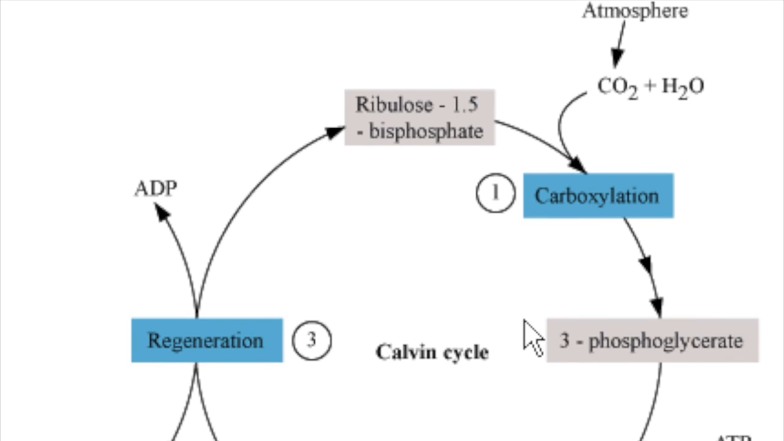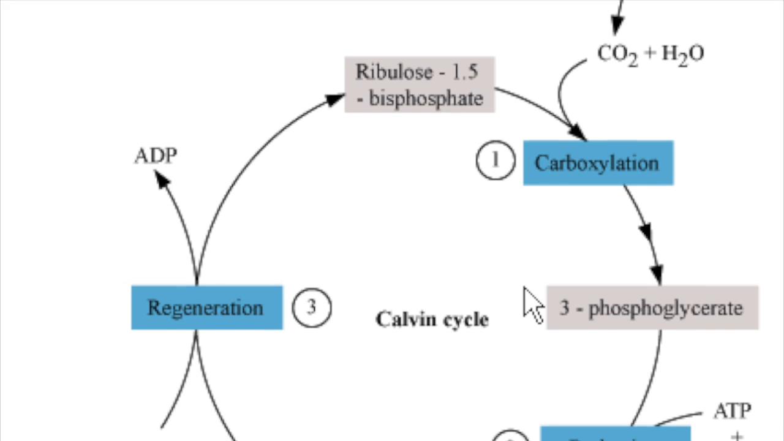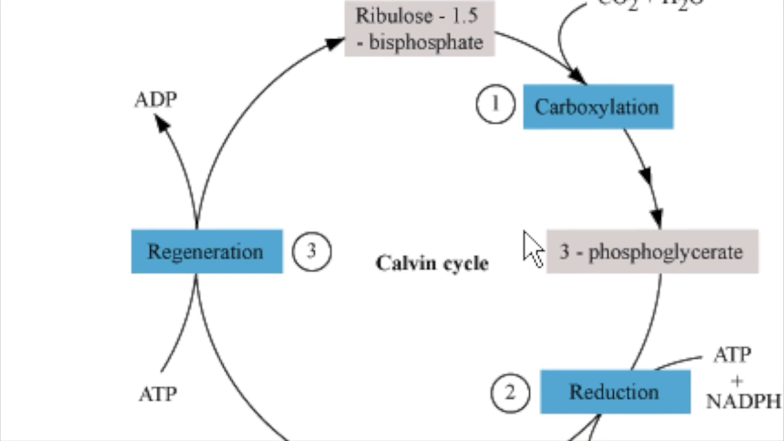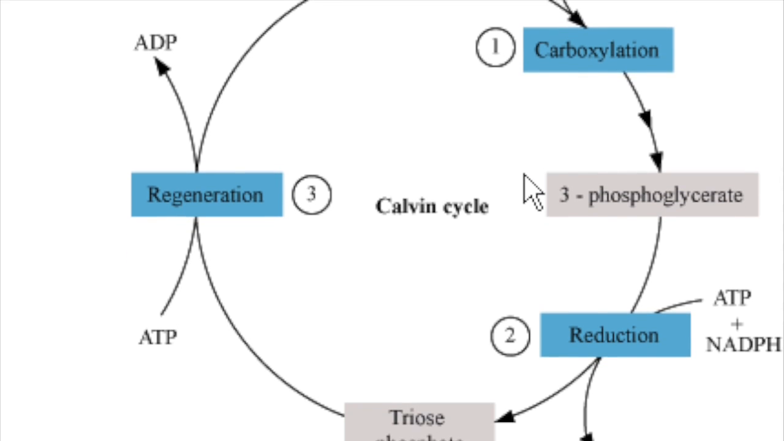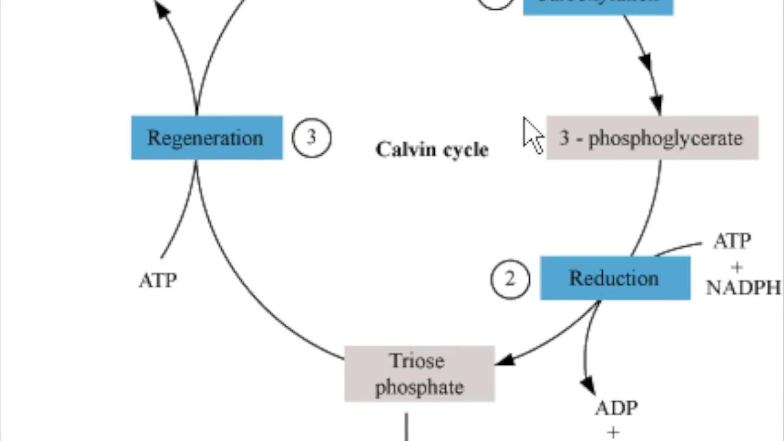During carboxylation, CO2 is absorbed from the air and added to the 5-carbon molecule ribulose 1,5-bisphosphate. The enzyme that catalyzes this reaction is called rubisco. After the reaction is complete, the resulting 6-carbon molecule is broken down into 2 3-carbon molecules of 3-phosphoglycerate.